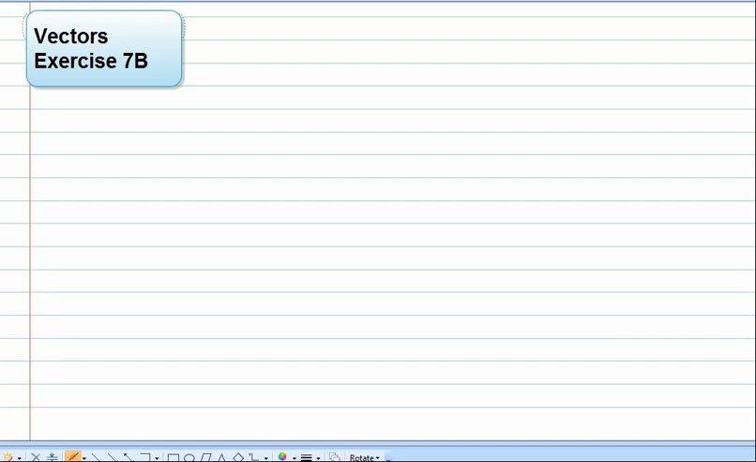We were discussing topic vectors in the last class, and we had done exercise 7a. Now in today's class we are going to start with exercise 7b. In 7b we are going to discuss how to add vectors if they are in the form of column vectors.